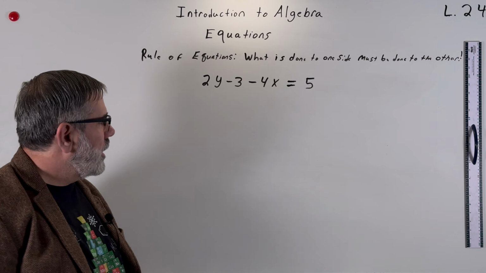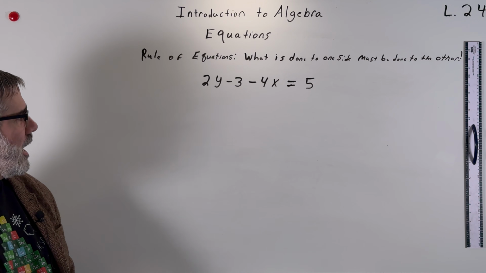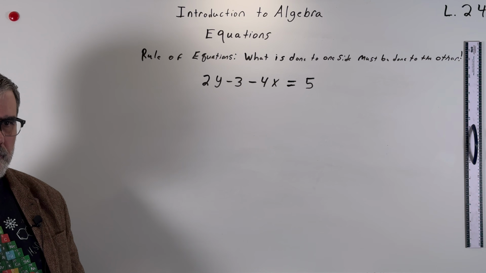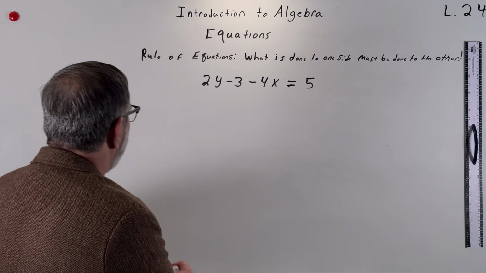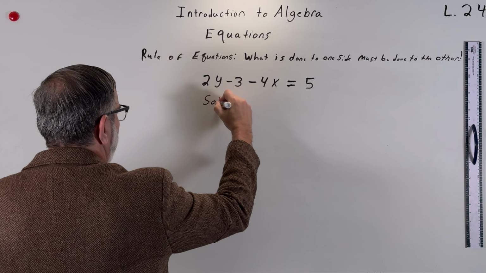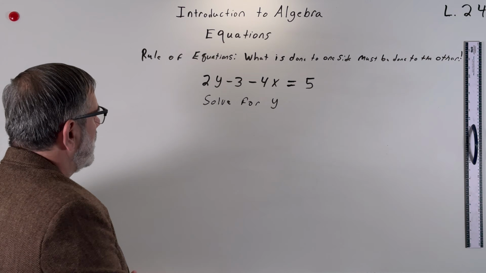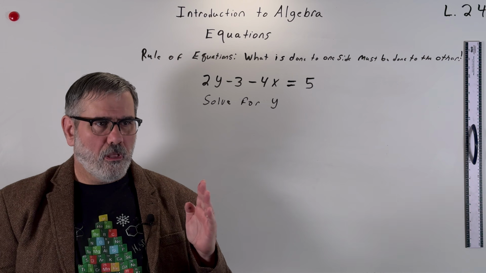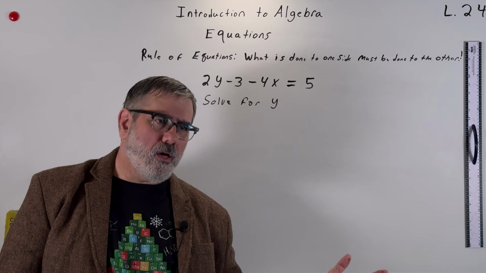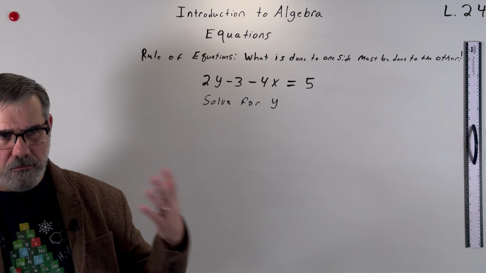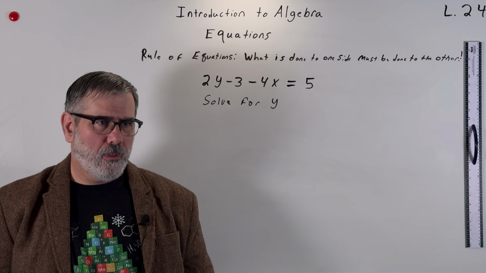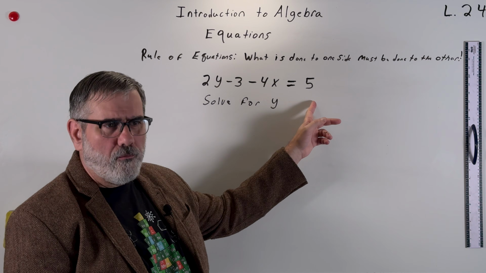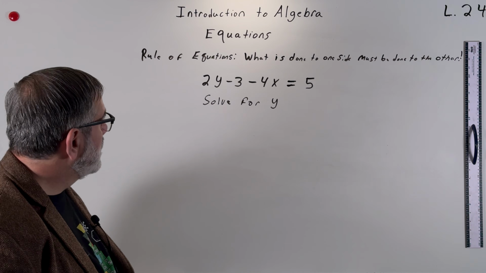All right, so here we have an algebraic equation. 2y minus 3 minus 4x equals 5. And we want to solve for y. What does that mean? That means that we want to get y on one side of the equation and nothing else, and everything else on the other side of the equation. So I can say that y equals, and then some answer, you see? That's what we mean by solve for y. As it sounds now, all we have is, have we solved for 5? I'm not sure. That doesn't seem logical.